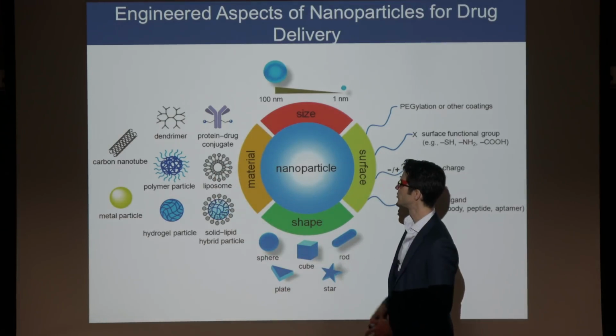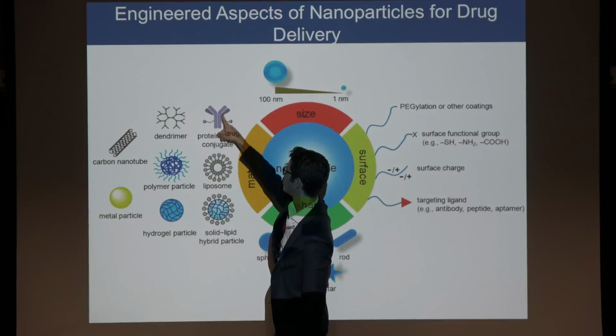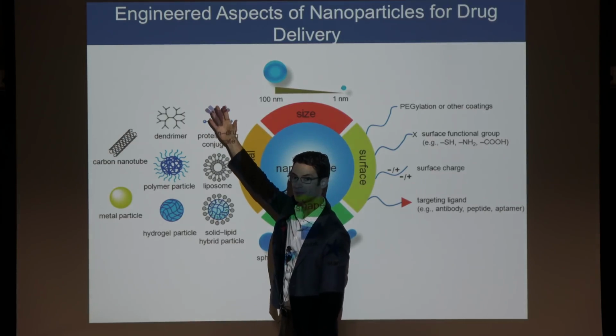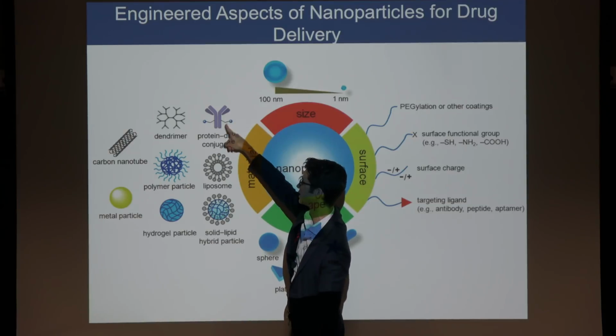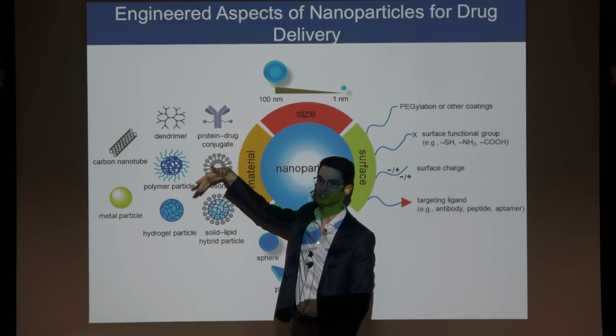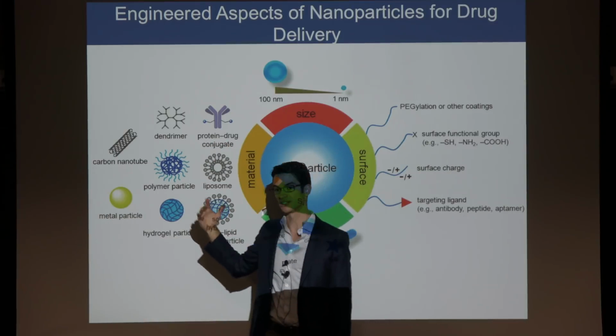There could be a protein drug conjugate. This is an immunoglobulin or antibody, and this would bind to a cell, an antigen on a cell, and you could carry a drug along with it, and that's called conjugation when you link a drug to an antibody.